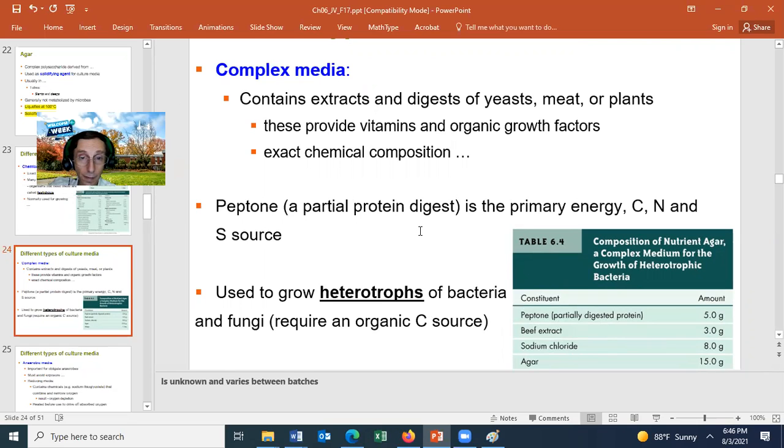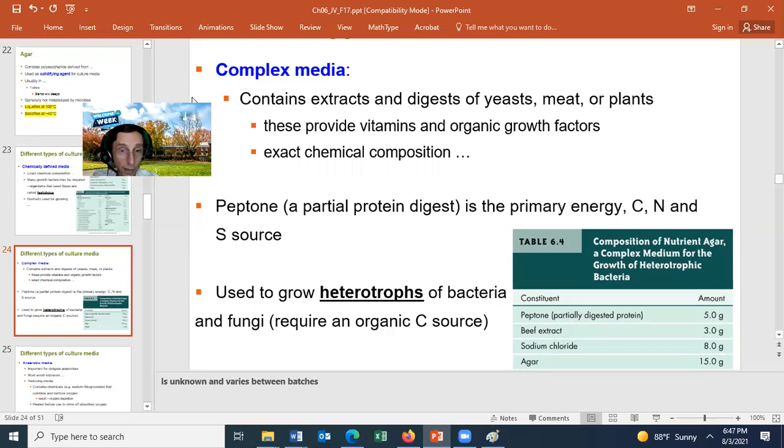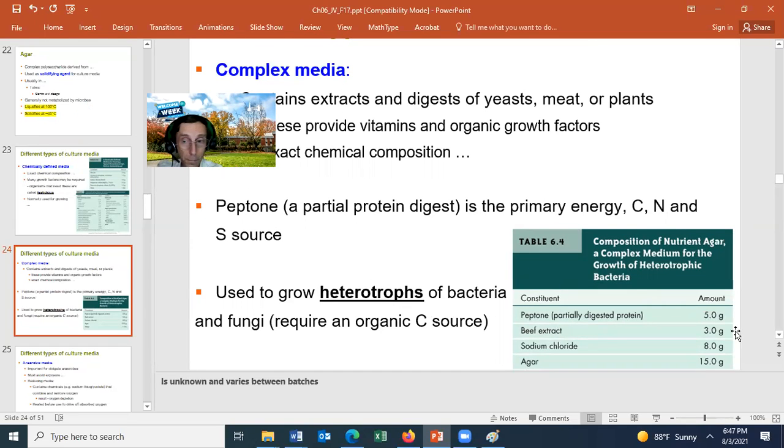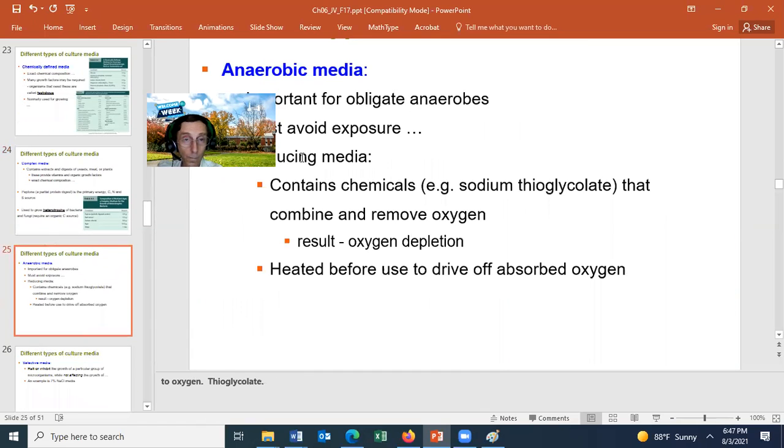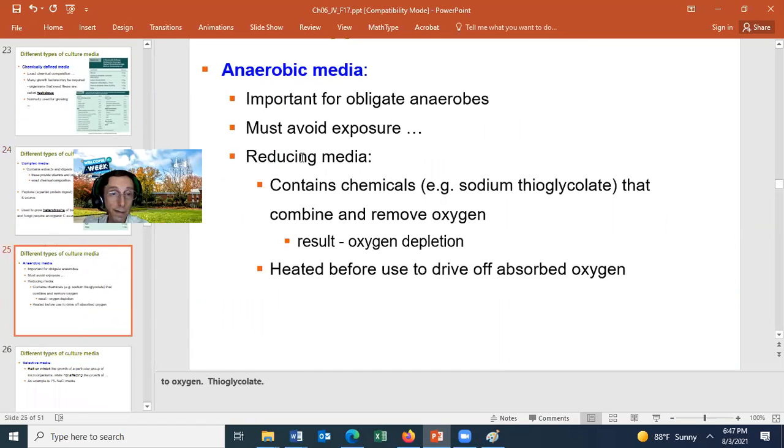If it's a broth, a liquid media, we wouldn't add agar. The peptone is a protein digest. It's the primary energy source, the source of carbon, nitrogen, and sulfur. But the beef extract can also be an energy source, a source of carbon, nitrogen, and sulfur. We use complex media to grow heterotrophs, bacteria and fungi that require an organic chemical carbon source. Like E. coli would be a heterotroph, and so we grow it on a complex media. So that's a complex media.